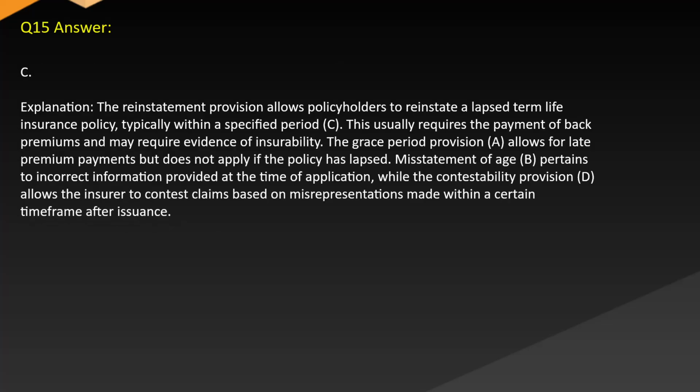C. Explanation. The reinstatement provision allows policyholders to reinstate a lapsed term life insurance policy, typically within a specified period (C). This usually requires the payment of back premiums and may require evidence of insurability. The grace period provision (A) allows for late premium payments but does not apply if the policy has lapsed. Misstatement of age (B) pertains to incorrect information provided at the time of application, while the contestability provision (D) allows the insurer to contest claims based on misrepresentations made within a certain time frame after issuance.